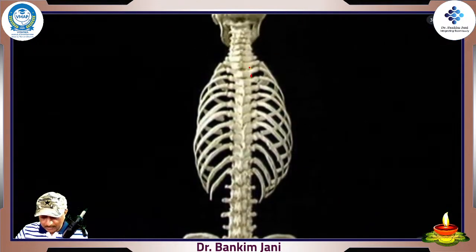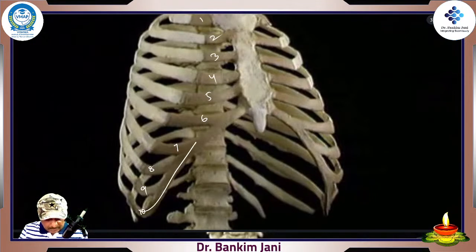So here it is, just the posterior view, right? And here is where we can see those ribs a bit better. So here it is, 1 2 3 4 5 6 and 7. See the 8, 9 and 10, they all are merging into 7, right? And this is 11, and this is 12. They are the floating ribs.